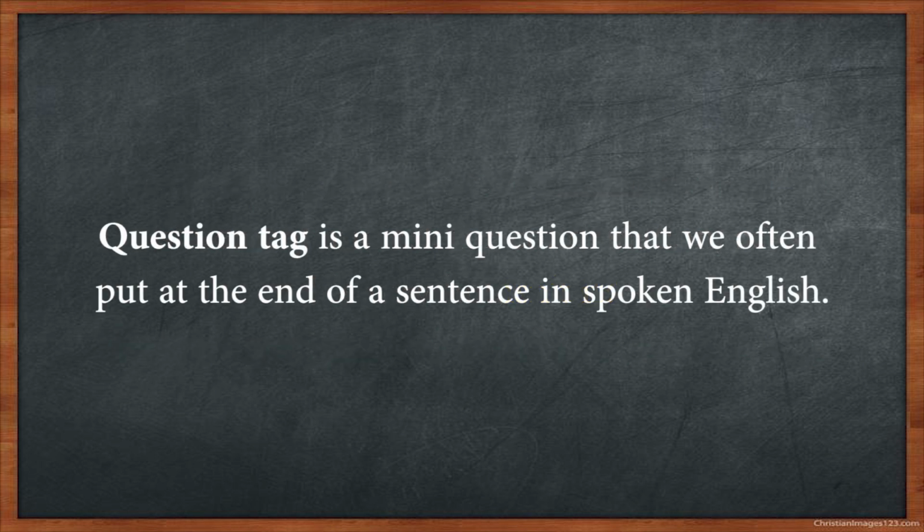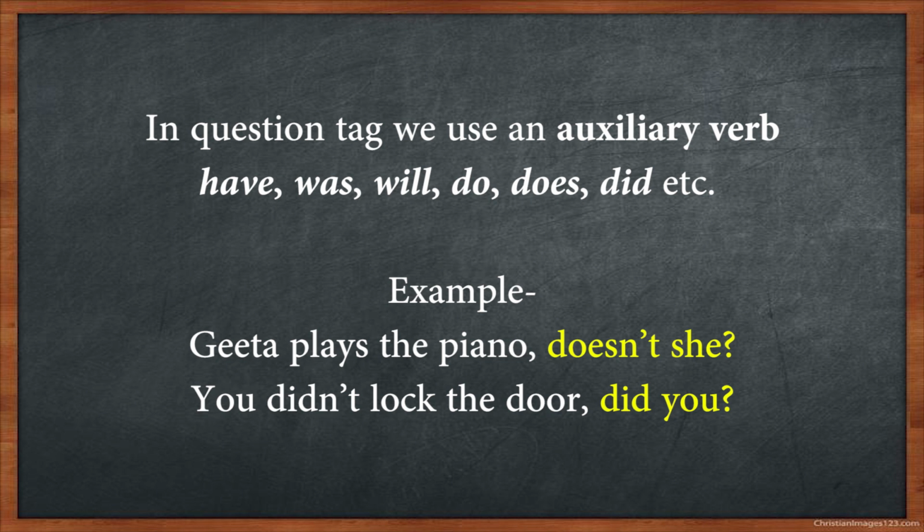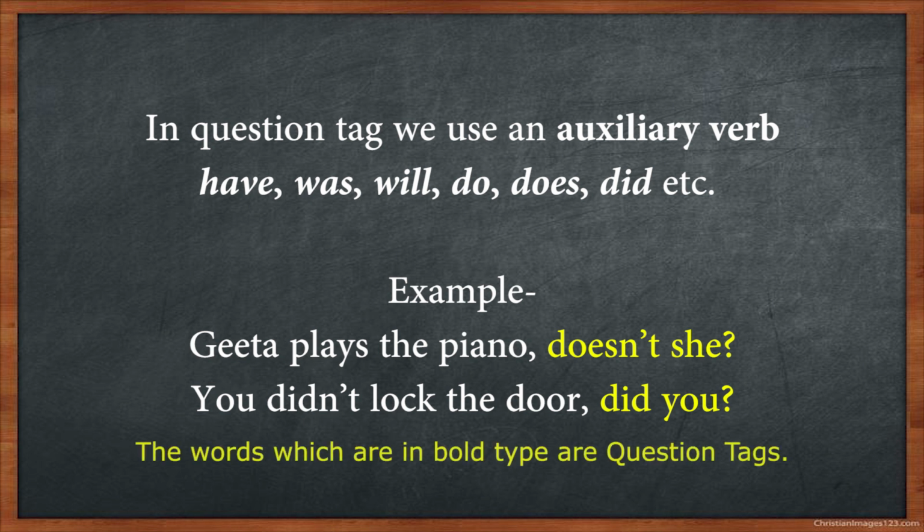Question tag is a mini question that we often put at the end of a sentence in spoken English. In question tag, we use an auxiliary verb: have, was, will, do, does, did, etc. See the example. Geeta plays the piano, doesn't she? You didn't lock the door, did you? So the words which are in bold type, doesn't she and did you, are question tags.